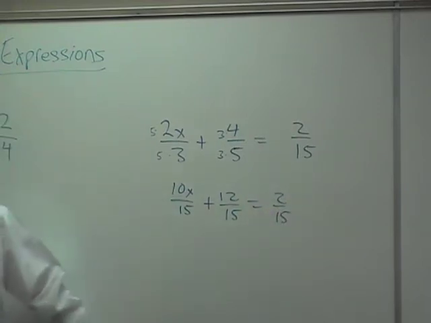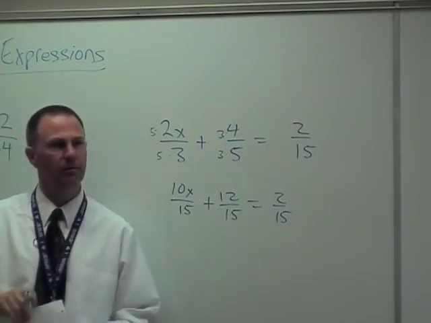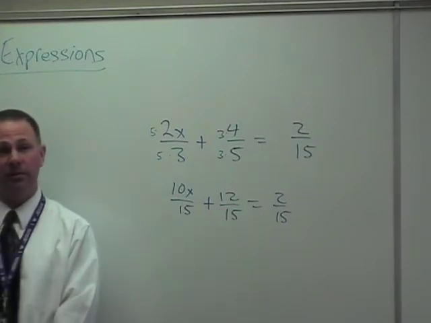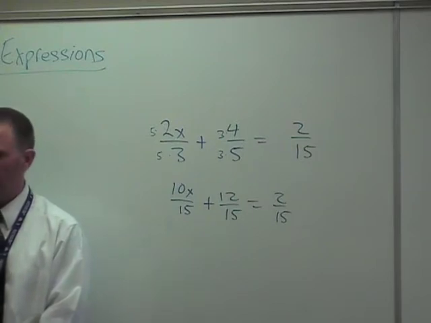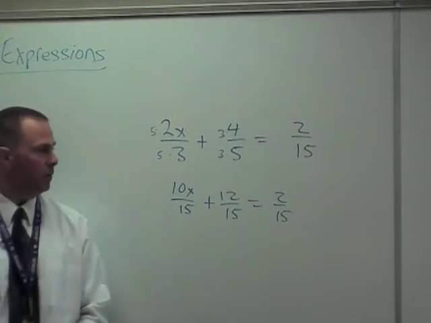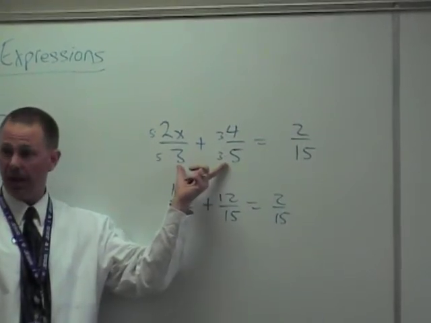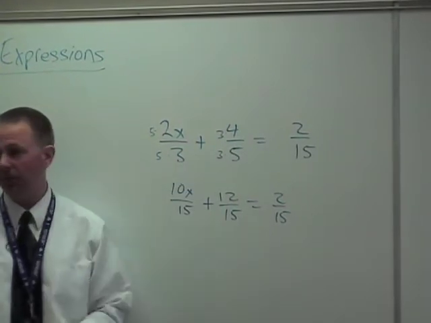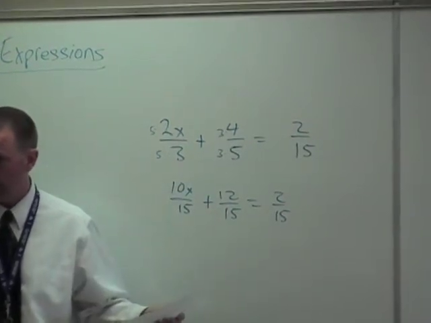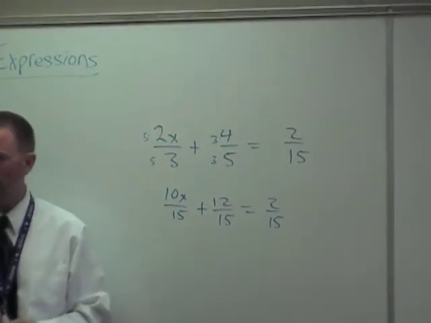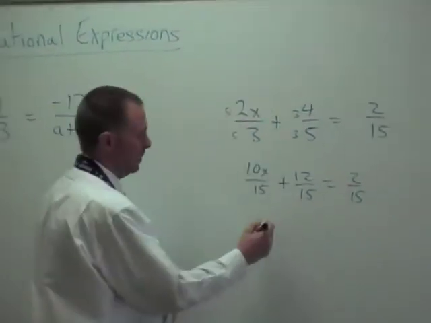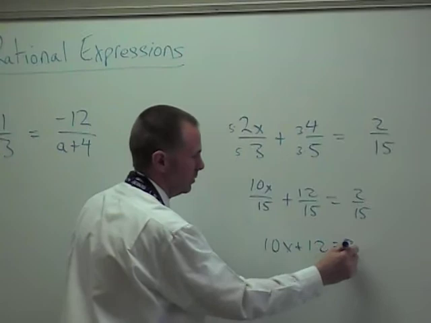What would happen if I multiply the whole thing by 15 now? Remember, I can multiply by anything I want as often as I want, as long as I follow the rules. Whenever you multiply in an equation, you must do it to all terms. What we did here was get a common denominator to put things together. Now, if I multiply everything by 15, the denominator goes away, doesn't it? Once you get a common denominator in the whole equation, just rewrite the equation without it. 10x plus 12 equals 2. Can you solve that equation?